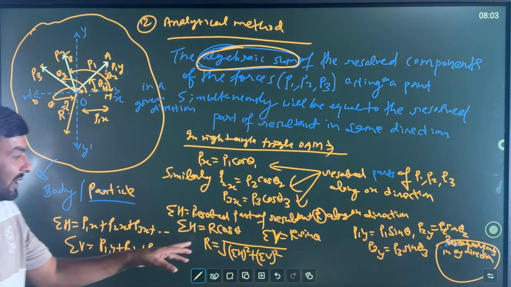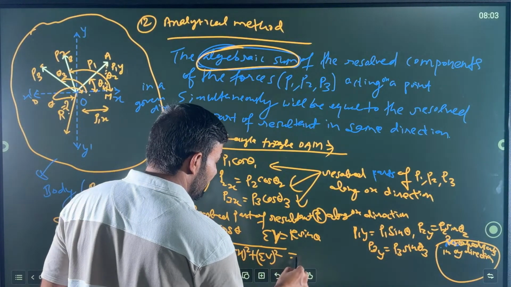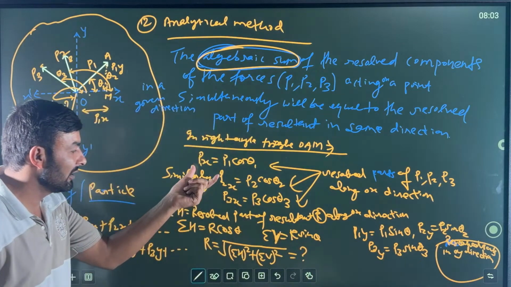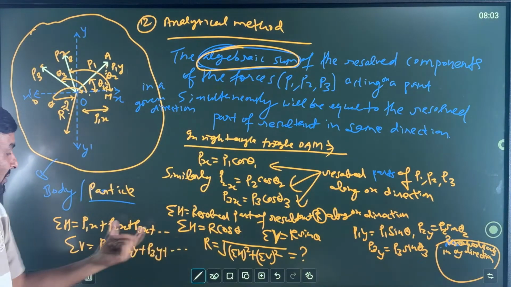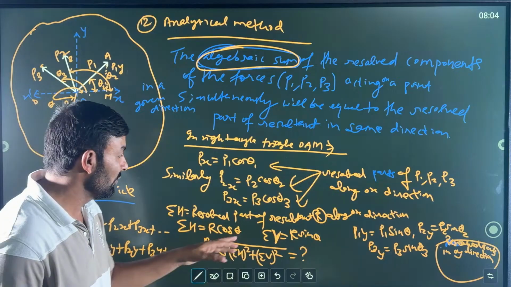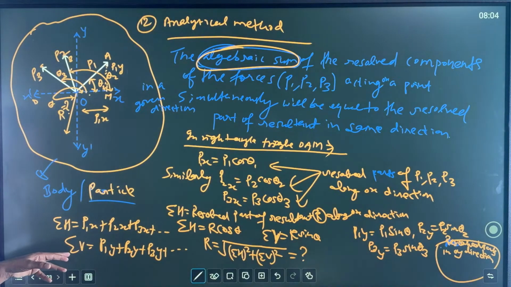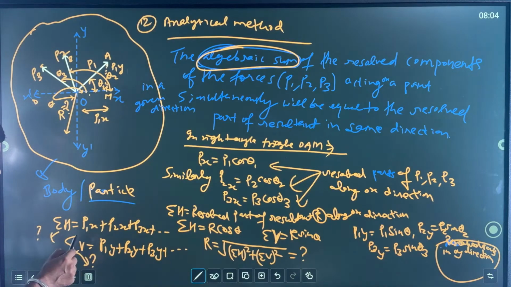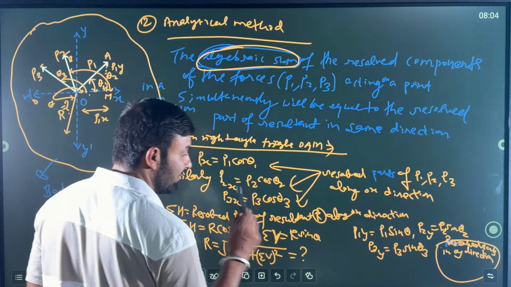This is R. So from here you will get to know the value of R. You only need to find summation x and summation y. These will be given to you. These values you would be able to find out. Then put them here, and you would get summation x and summation y first. You will first find out these values, then find out R here.